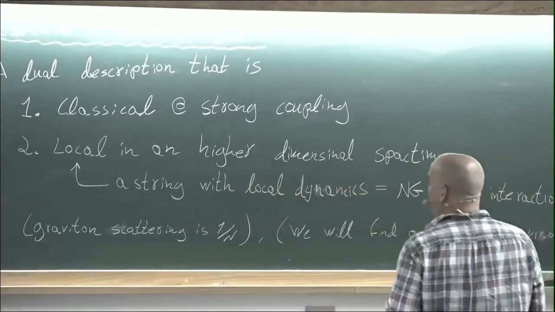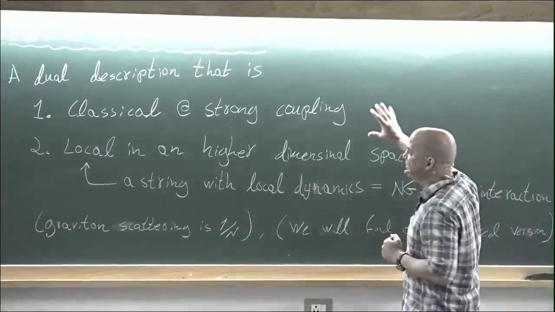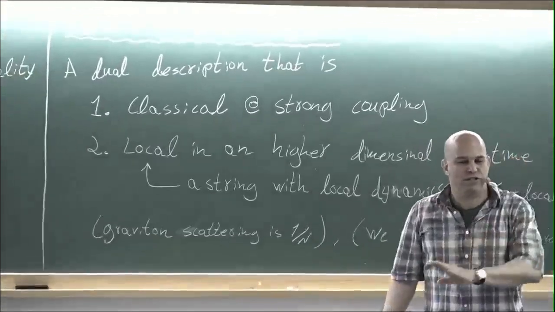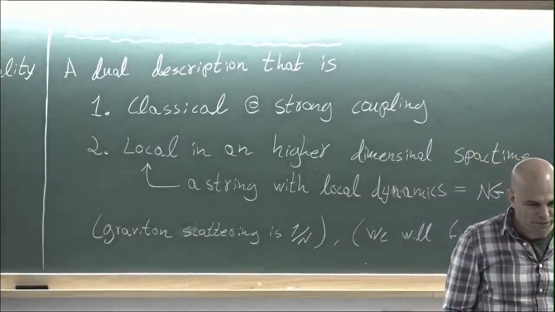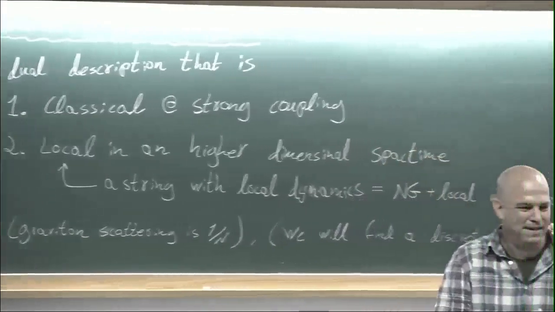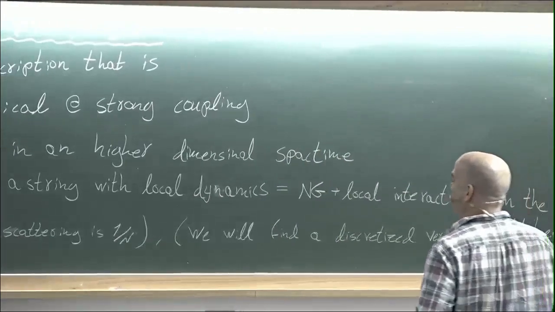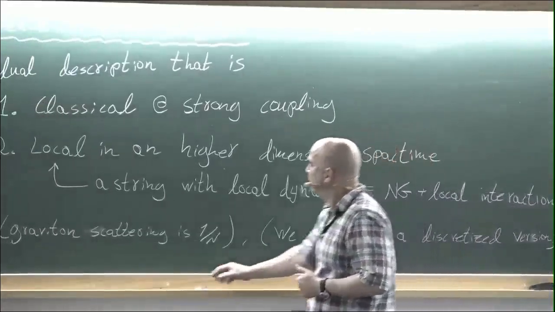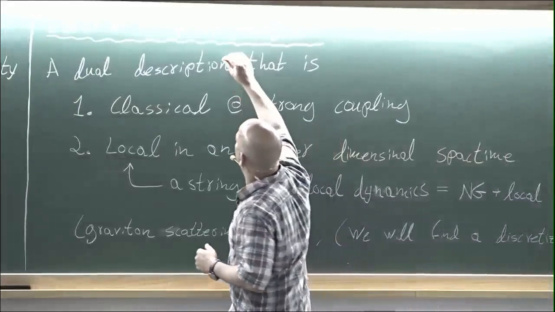So the lesson of planar holography is, first, that the dual description will become classical at strong coupling. At strong coupling, you can do computation just by solving classical equations of motion. This is one general expectation. And the second one is the emergence of locality. But of course, we are in the planar limit here.